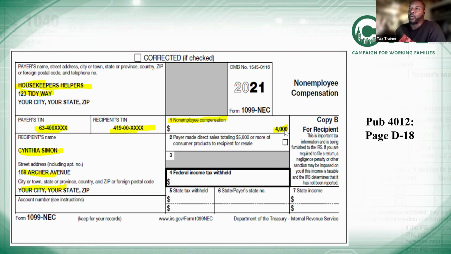But this is the form that you'll get, and you need to wait for this form, especially if you did some contract work. Don't do your taxes without it. You will get this at the end of the year.